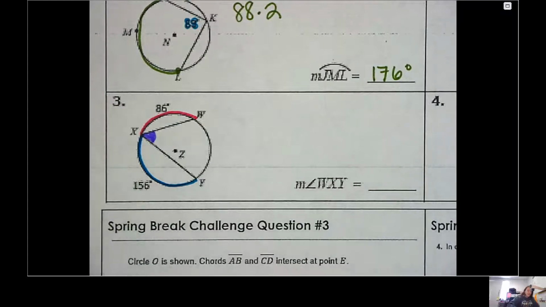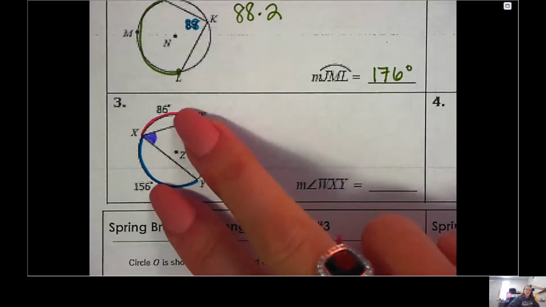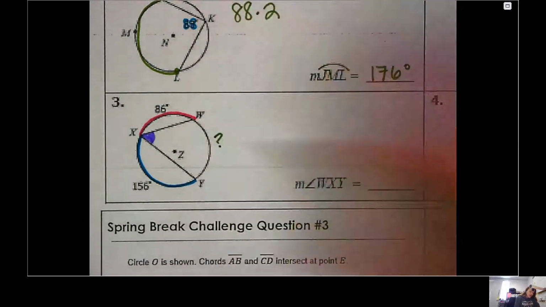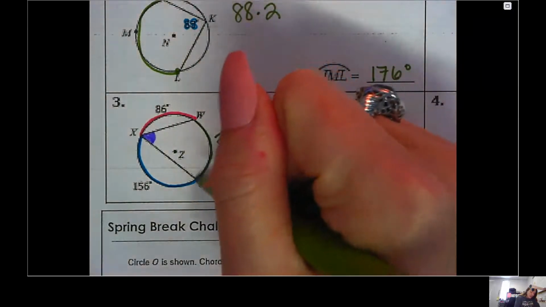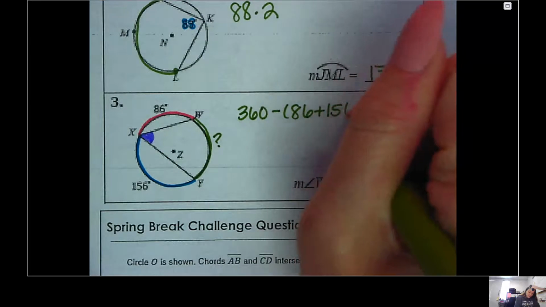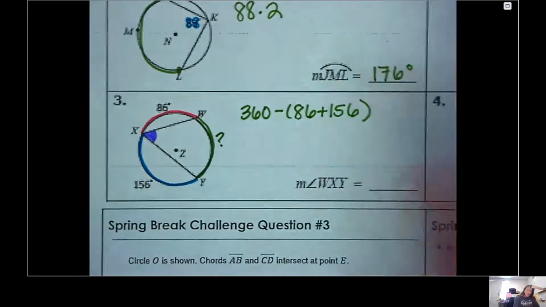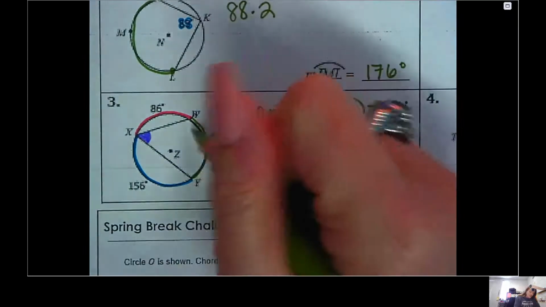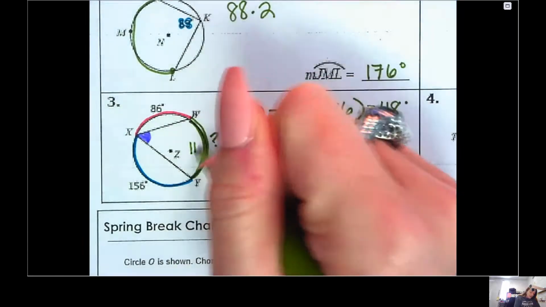So what I'm going to do is take those two pieces and subtract them from the 360, and that will give me this arc right over here from W to Y. So I'll take 360 and subtract the 86 and 156 from it. If I do that, I get 118 degrees. So this arc is 118 degrees.